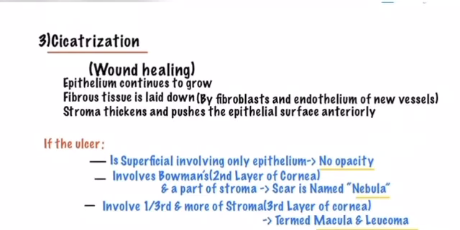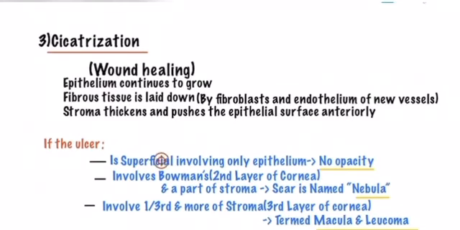While if the ulcer involves 1/3 of the stroma, there will be a scar known as macula, and if it involves more than 1/3 of the stroma, there will be a scar named leukoma. So if it involves 1/3 and more of the stroma, the scar formed as a result of that will be known as macula and leukoma respectively. So the scar names you have to remember.